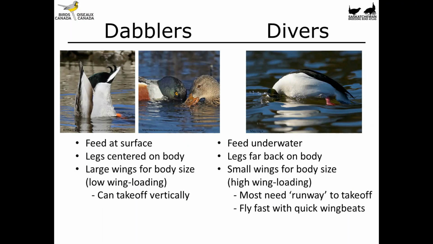Dabblers have a large wing size for their body size, so they have low wing loading and they can spring off the water and take off vertically, whereas divers have small wings for their body size with high wing loading, and they need to run along the top of the water and beat their wings quickly to get a takeoff. Dabblers sit higher on the water, whereas divers sit lower on the water. And when we get into the slides, you can see this a bit more.